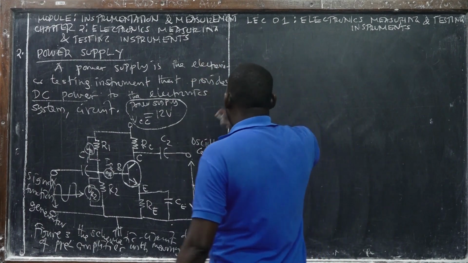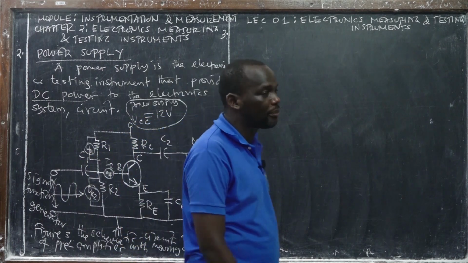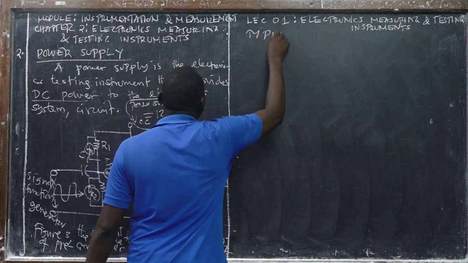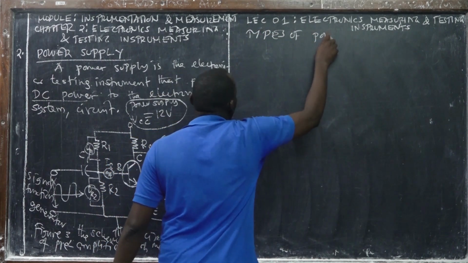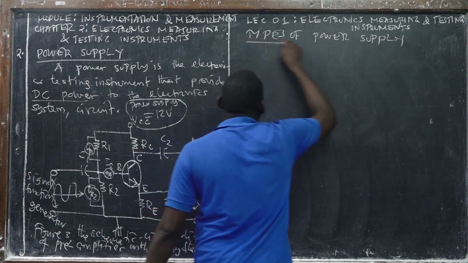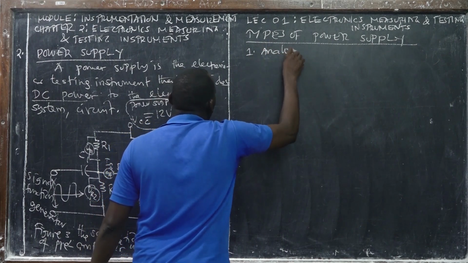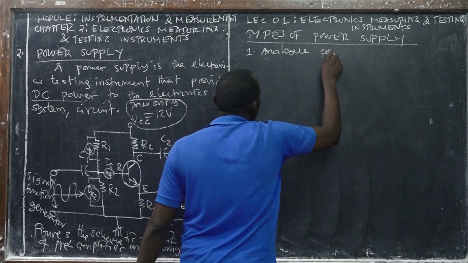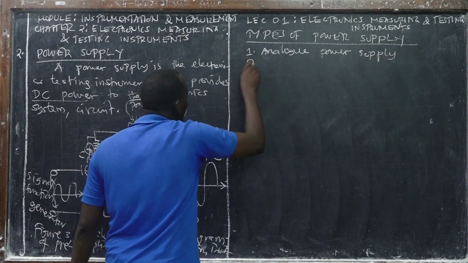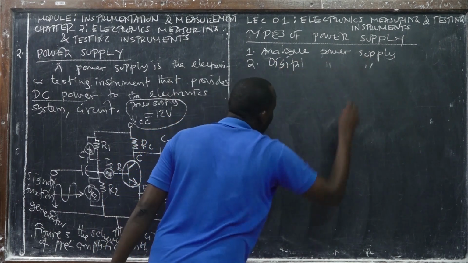Okay, so that is all about the power supply. That's what you need to know about power supply. So maybe one thing to discuss, types of power supply. We have two types of power supply in electrical and electronics engineering. The first one is analog. Analog power supply. And the second one is called the digital power supply.